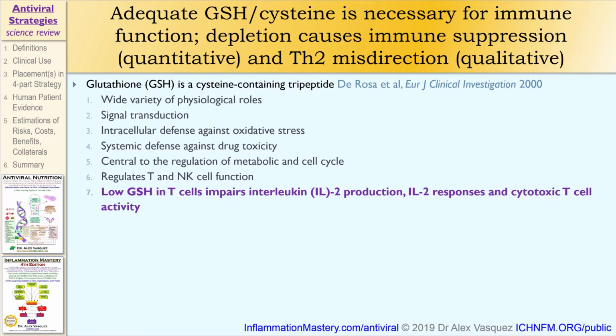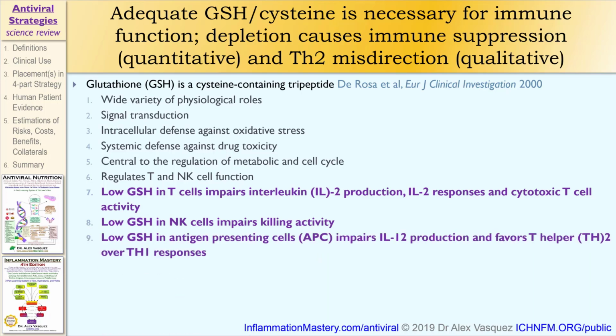Low glutathione in T cells impairs interleukin-2 production, interleukin-2 response, and cytotoxic T cell activity. That's critical for the destruction of cells that are infected with intracellular pathogens such as viruses and bacteria such as Mycobacterium tuberculosis. Number 8 on my list, low glutathione in NK cells impairs their killing activity.